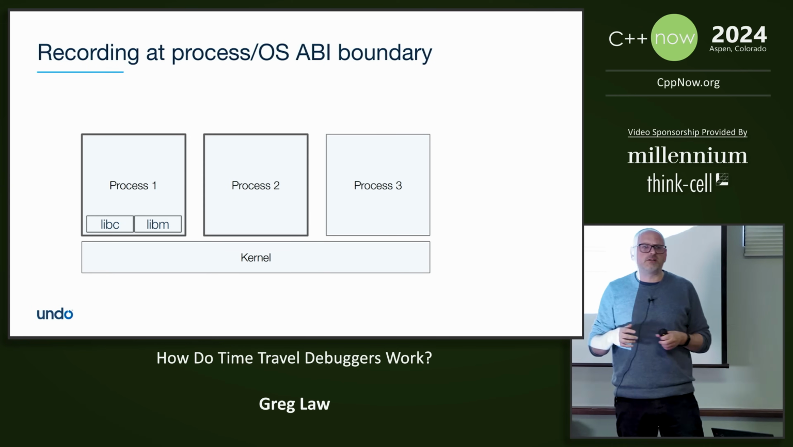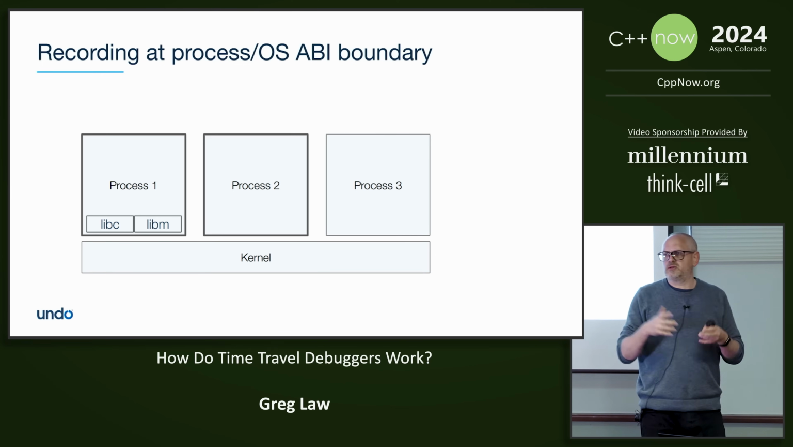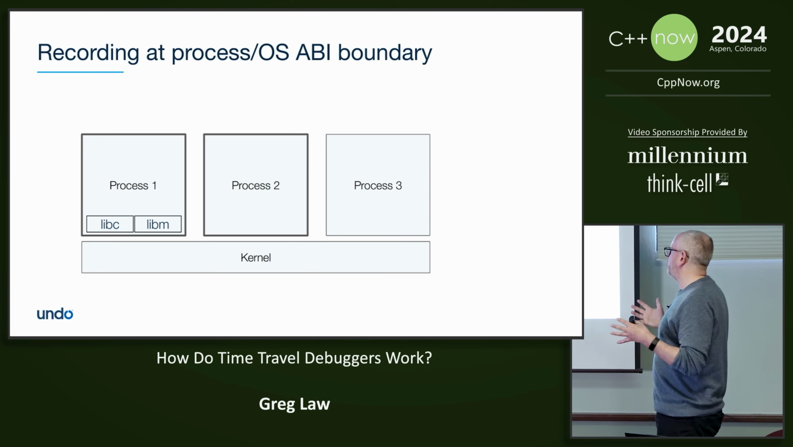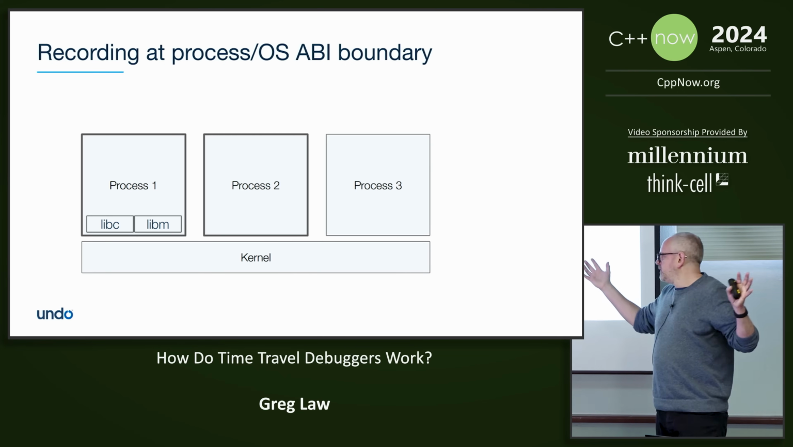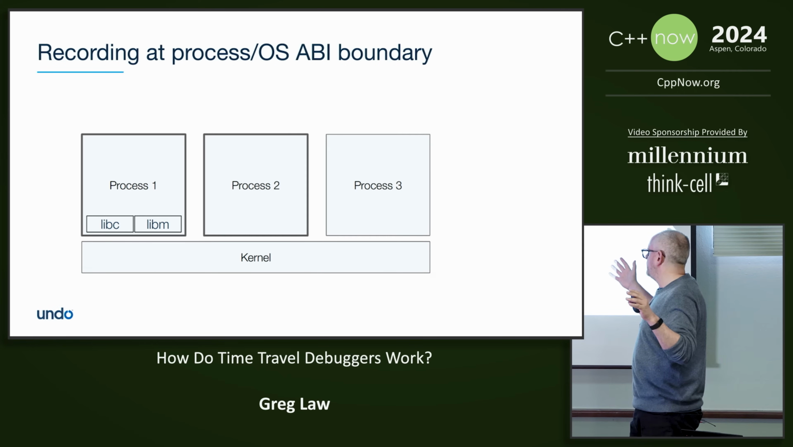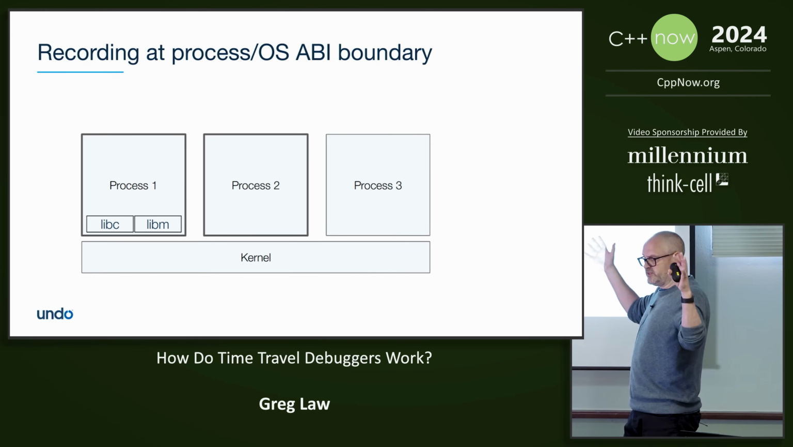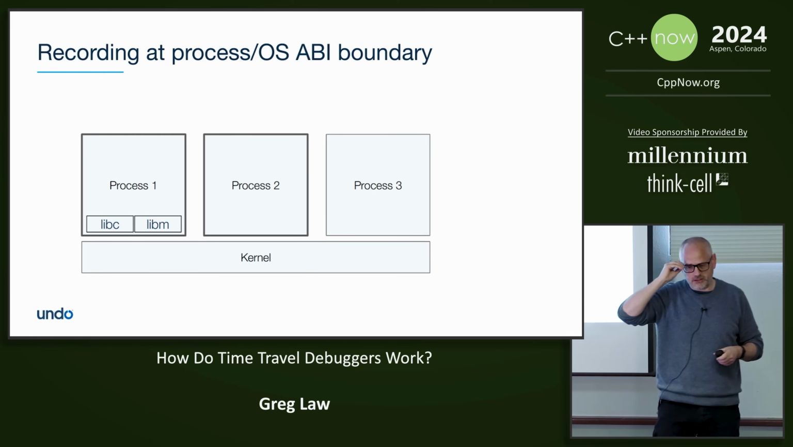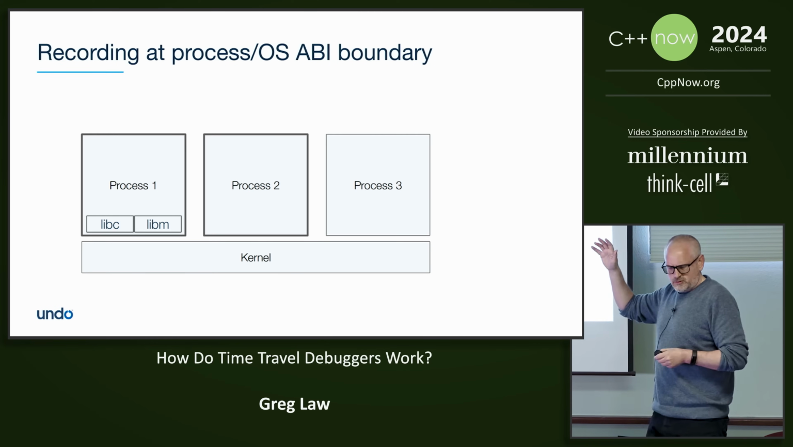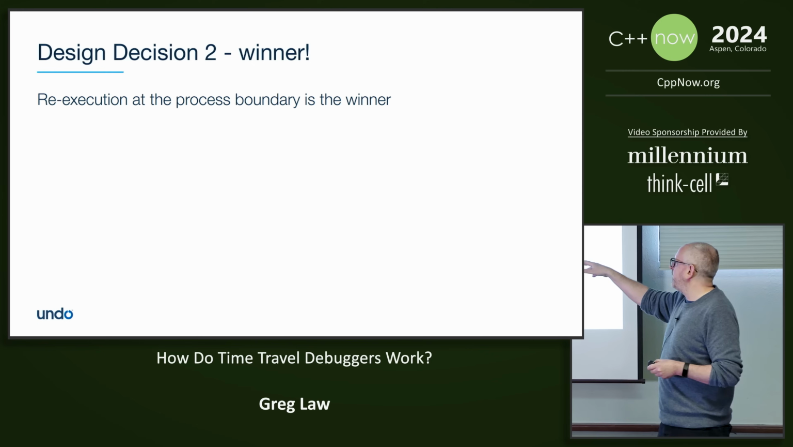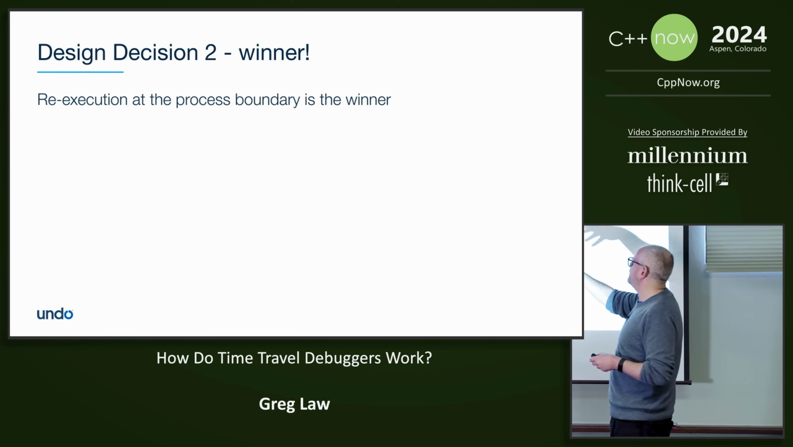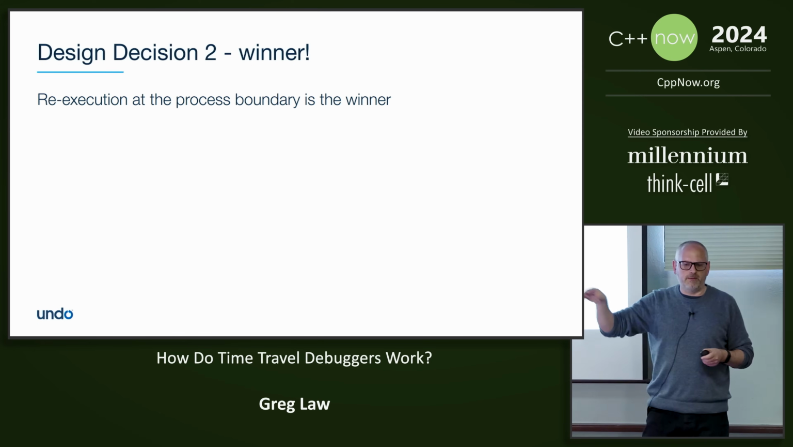Most of the time, I don't want to have to create a VM in order to debug my thing. I want to be at the process level. Also, I might have distributed across many nodes, and we don't yet have distributed single system image virtualization stuff. So process or VM, mainly process. So another clear winner for design decision number 2, re-execution at the process boundary.